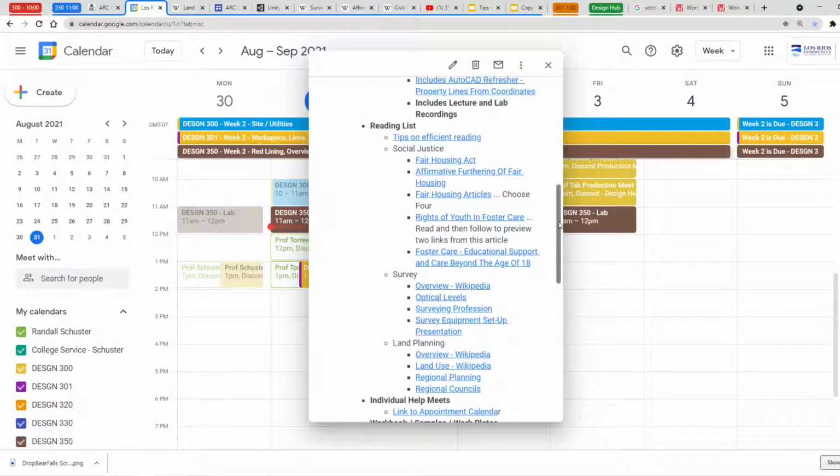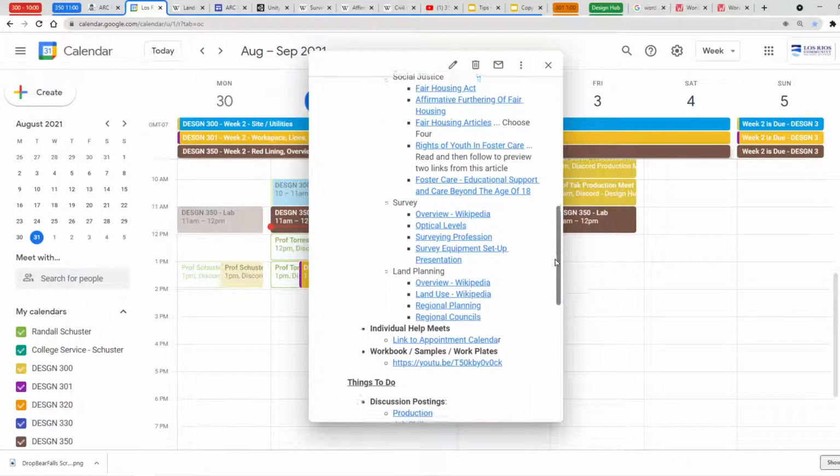Then I'm going to just let you do your readings on the foster youth, the foster care, FFH, and the Fair Housing Act. Just go ahead and do those readings.